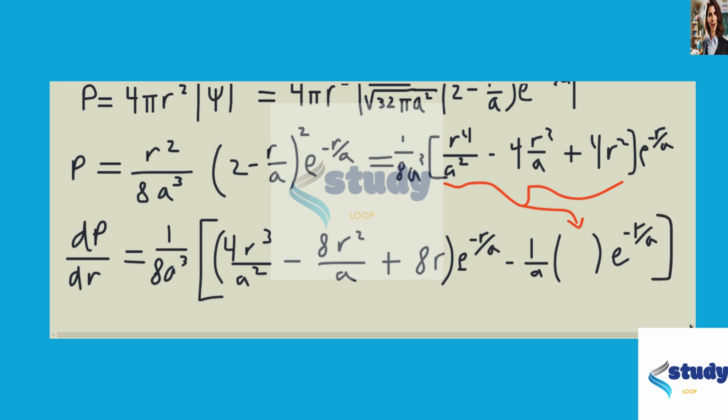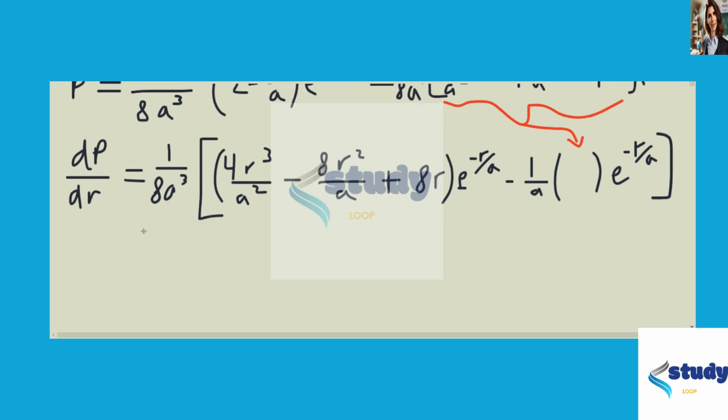But this is all a maximum when dP/dr is equal to 0. So all of this above is equal to 0. The first thing we can do is multiply both sides by 1 over 8 a to the third. Then 1 over 8 a to the third cancels, because 0 times that is still 0. Then we can divide both sides by e to the minus r over a, because that's a common factor, and 0 divided by that is still going to be 0.